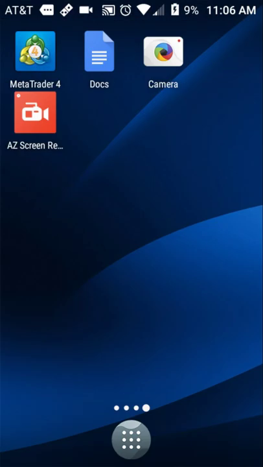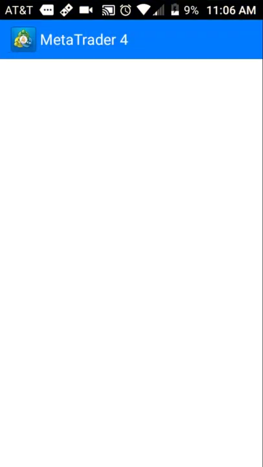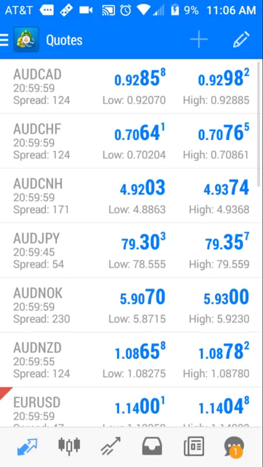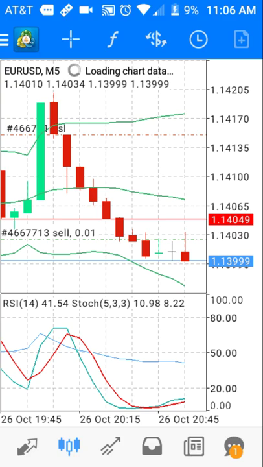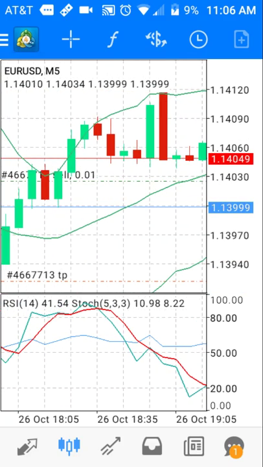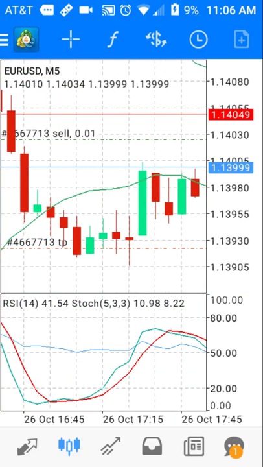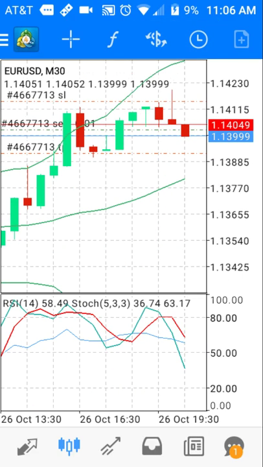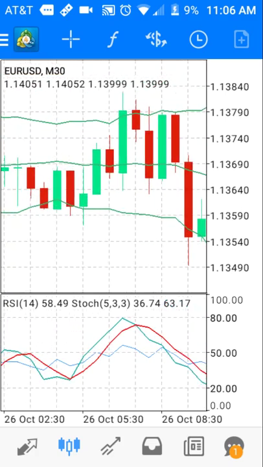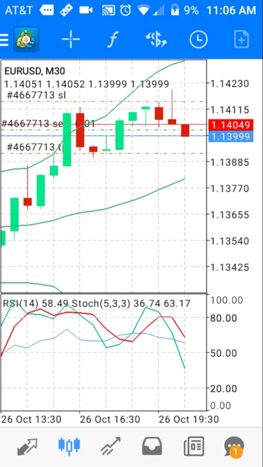So right now I'm going to go over to my MT4 on my phone and I'm going to show you how I have my indicators set up on my phone. So I would have actually been able to use my phone to set this trade. I'm going to go to a 30-minute time frame. I'm actively in this sale now.